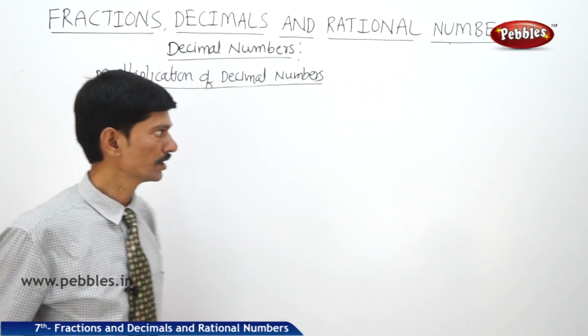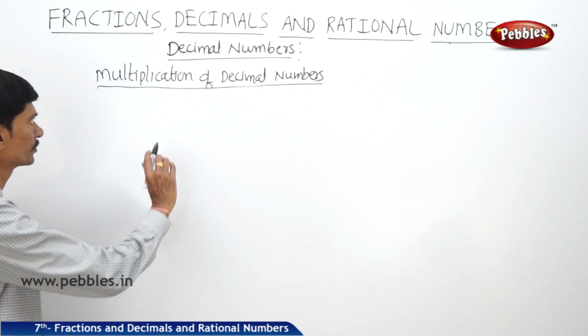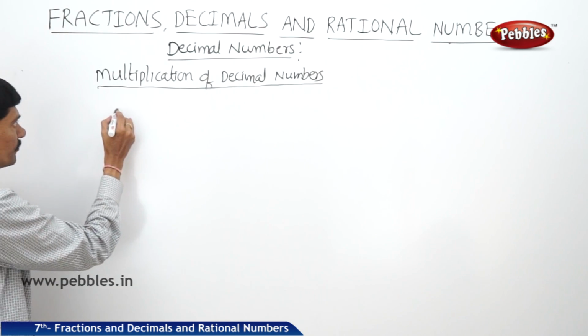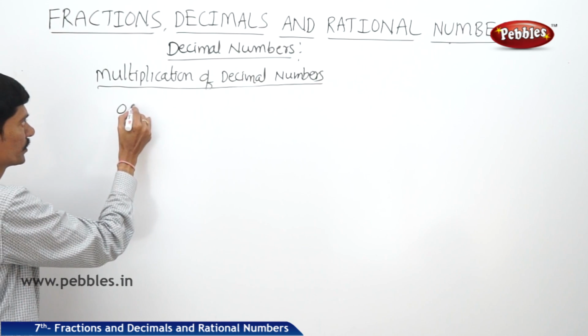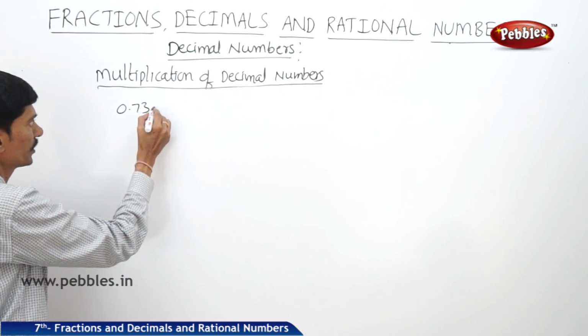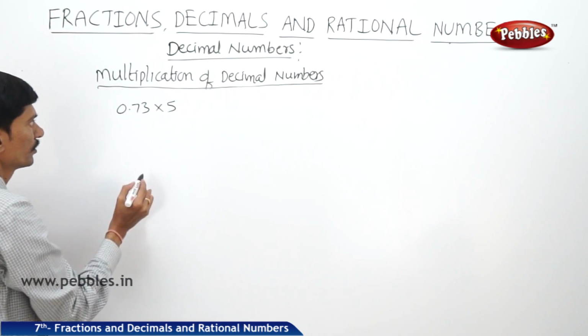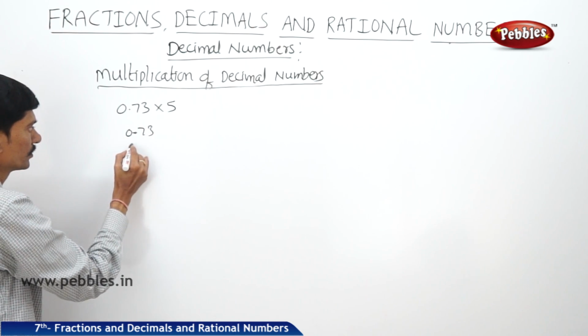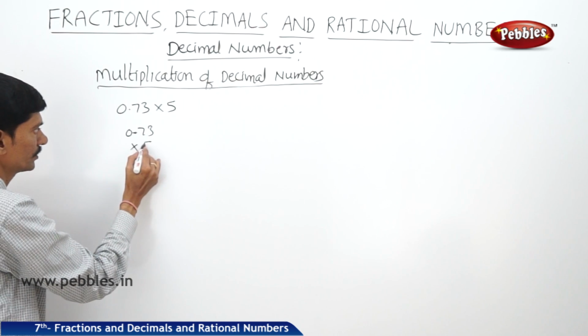Now let us see how to multiply two decimal numbers without using the picture. For example, 0.73 is multiplied by 5. Now we will multiply 0.73 as usual multiplication by 5.